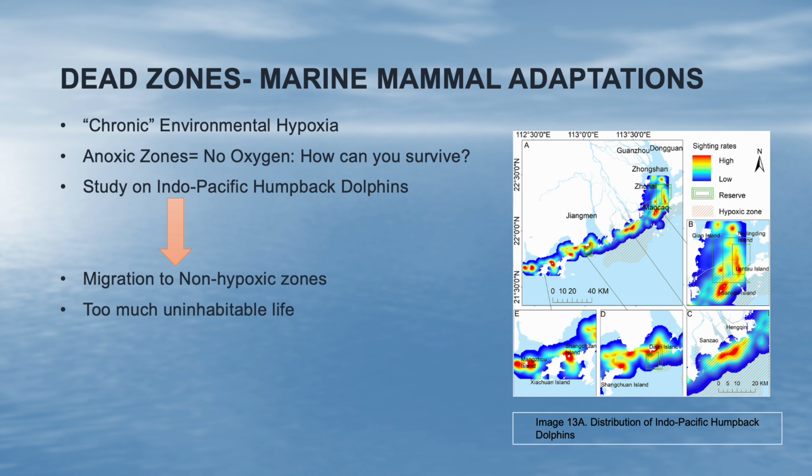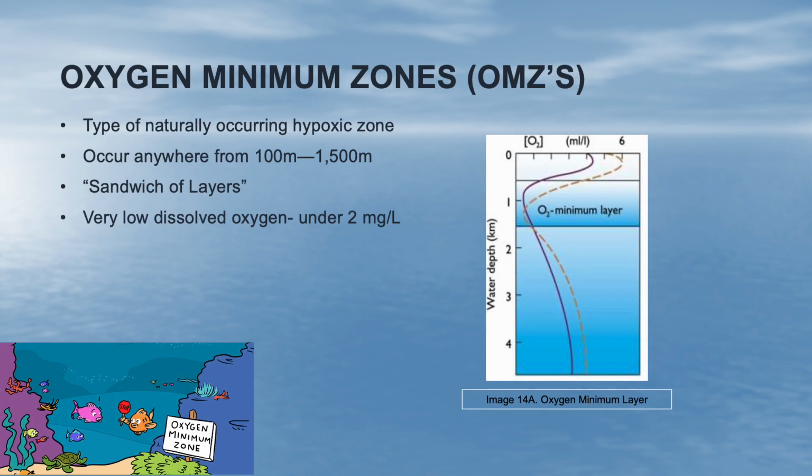Now we're going to go on to the second hypoxic zone I mentioned at the start of the presentation, oxygen minimum layers. Oxygen minimum zones, or oxygen minimum layers, are a type of naturally occurring hypoxic zone. They are persistent layers in the water column in regions where the dissolved oxygen is much lower than at other regions in the oceans, typically falling under 2 milligrams per liter, when the average could be about 4 to 6 milligrams per liter.